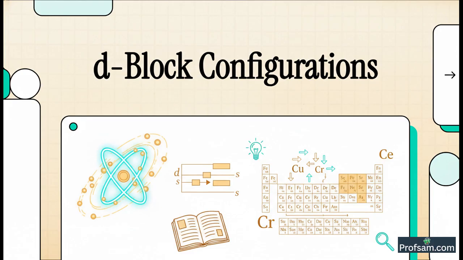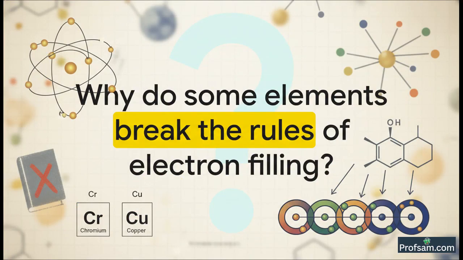So, let's begin. You see, we all learn the standard rules for filling electrons into orbitals, right? But then, suddenly, we come across elements like chromium and copper, and it seems like they are just breaking those rules. So why does this happen? Well, this is the main puzzle we are going to solve together today.